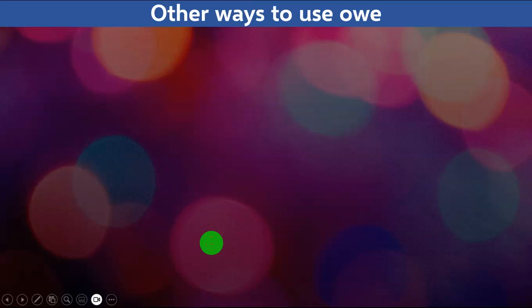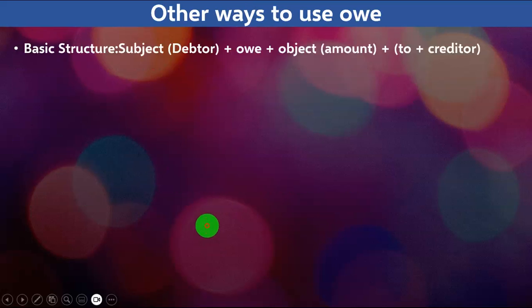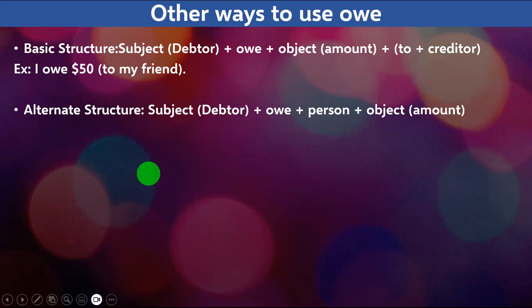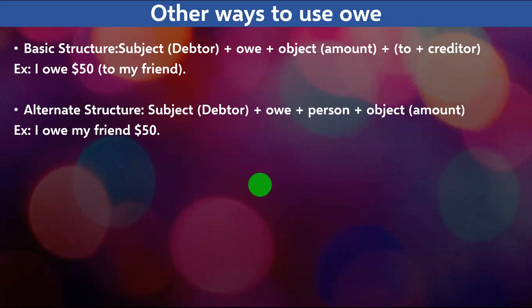Let's move on and understand the other ways to use owe. Basic structure I've already told you: subject plus owe plus object plus to plus creditor, right? I owe $50 to my friend. I have already spoken to you about this. Alternate structure: subject plus owe plus person plus object. Let's take an example. I owe my friend $50. Pretty simple. I owe my friend $50. You've taken $50 from your friend and you have to pay it back.